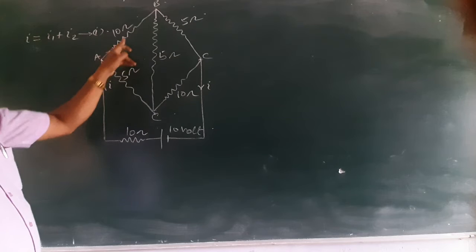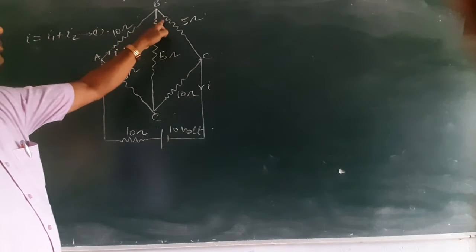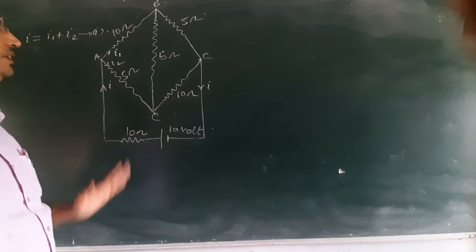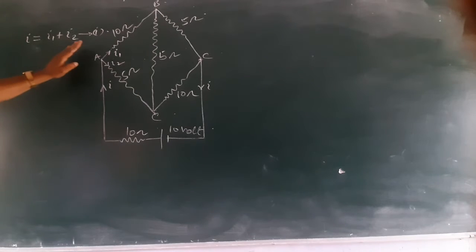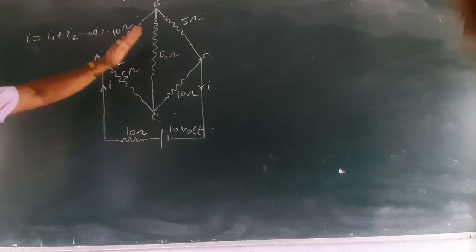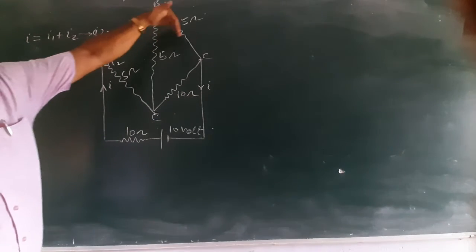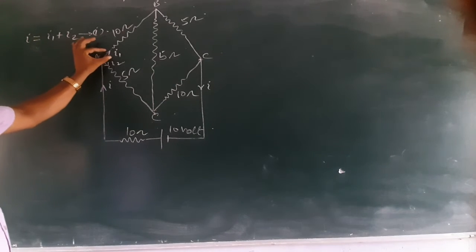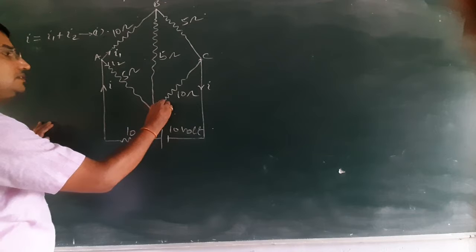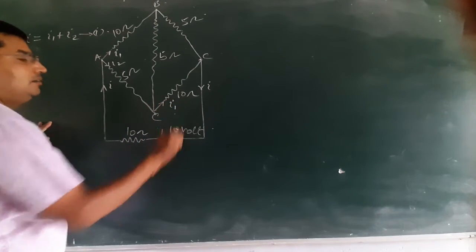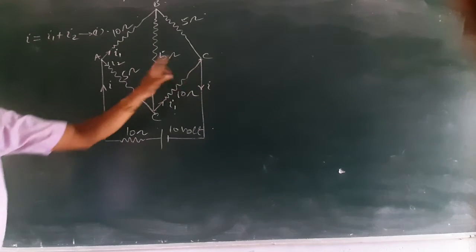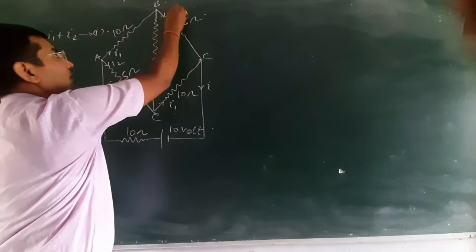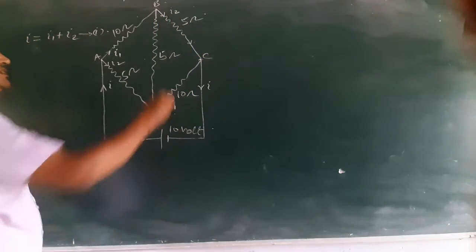Here, this I1 gets split into two components, and again I2 gets split into two components. In order to solve this problem, what we are seeing, 10 ohm, 10 ohm, 5 ohm, 5 ohm, means these are the mirror images. It means that if I1 current is flowing in 10 ohm resistance, the same current will flow here. Similarly, I2 current is flowing in 5 ohm resistance. Therefore, here I2 current flows in 5 ohm resistance.